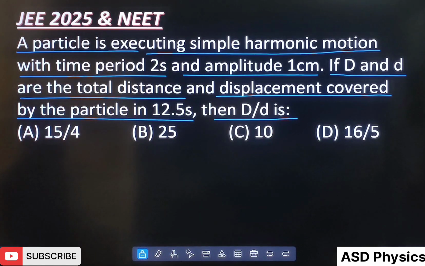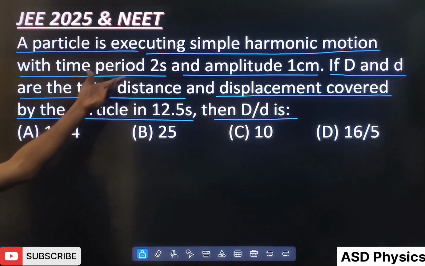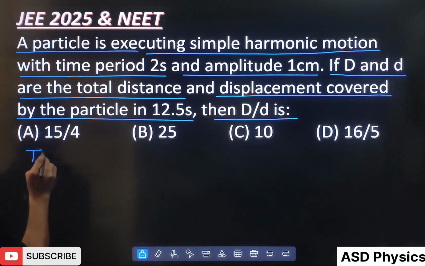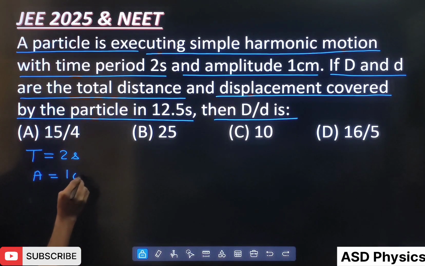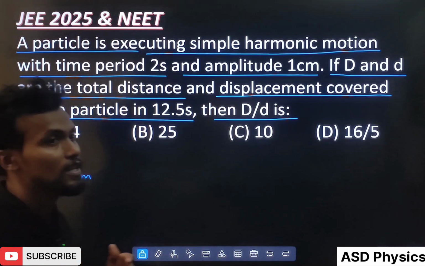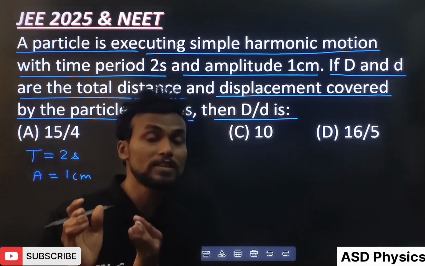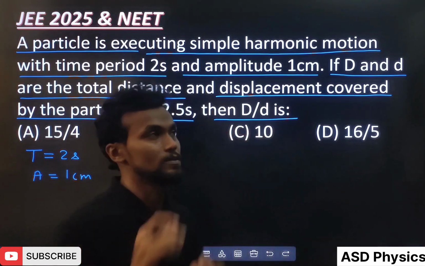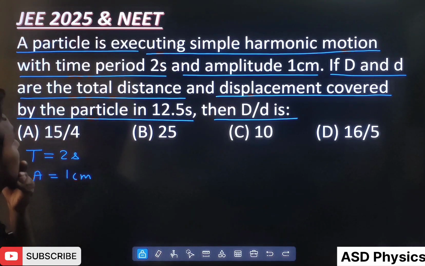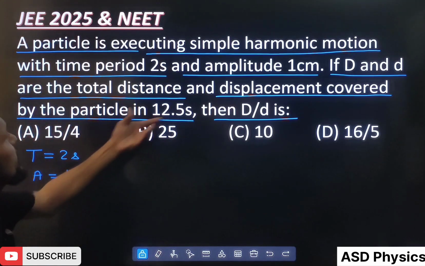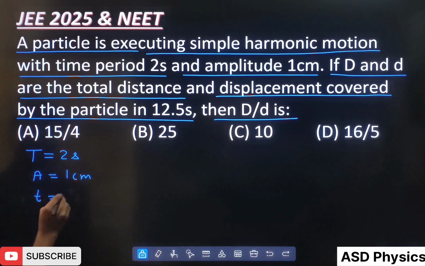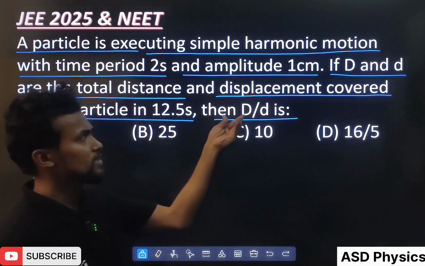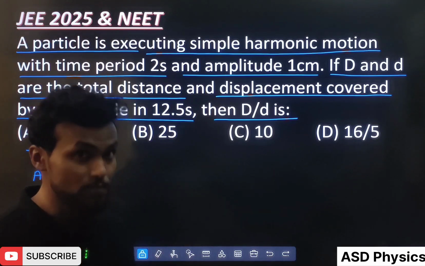Okay students, first let me write the data here. Time period is given as 2 seconds. After that, amplitude: as I have told you, it is undamped oscillation, so in undamped oscillation the amplitude always remains constant, that means the maximum displacement from the mean position to the extreme position. After that, the total time given here is 12.5 seconds. And what we have to calculate is this capital D by small d, that means the distance to displacement ratio.